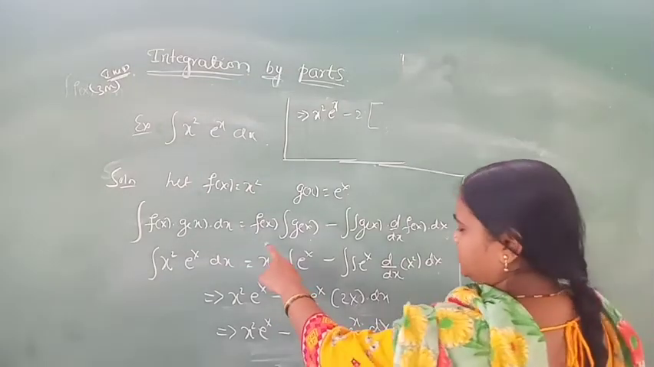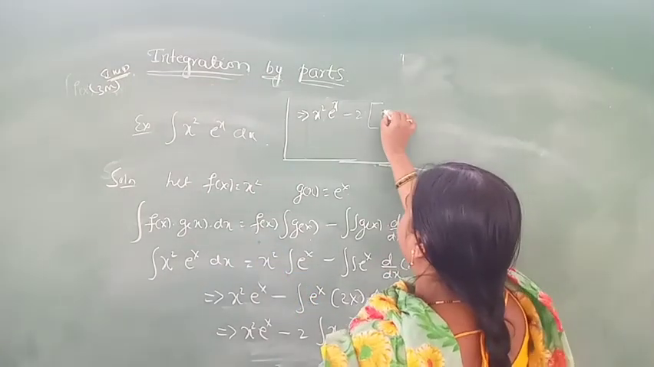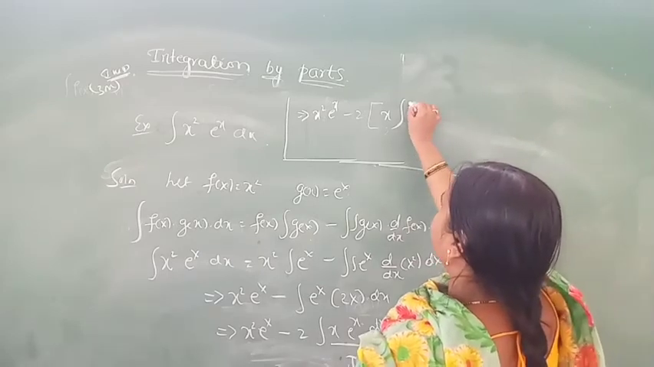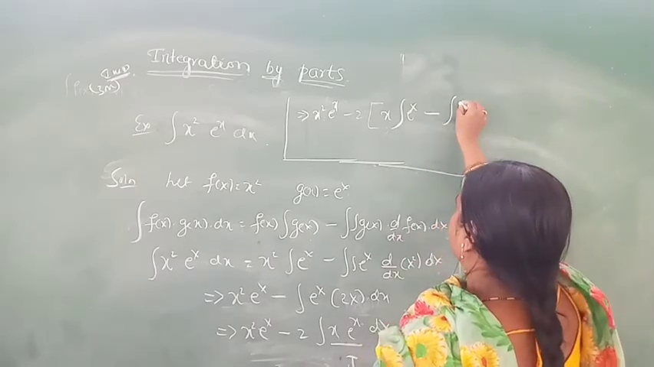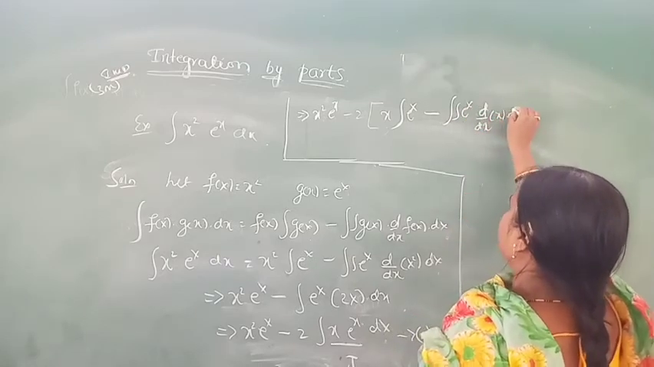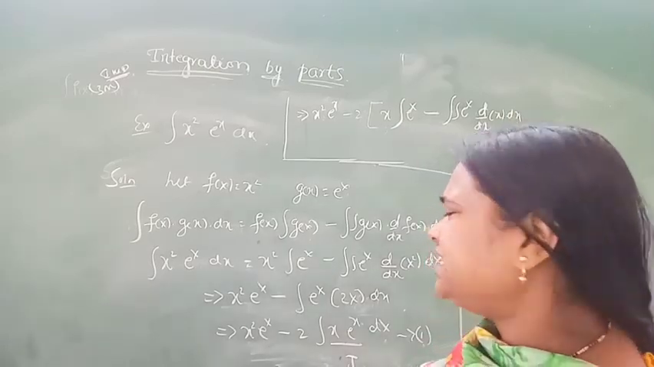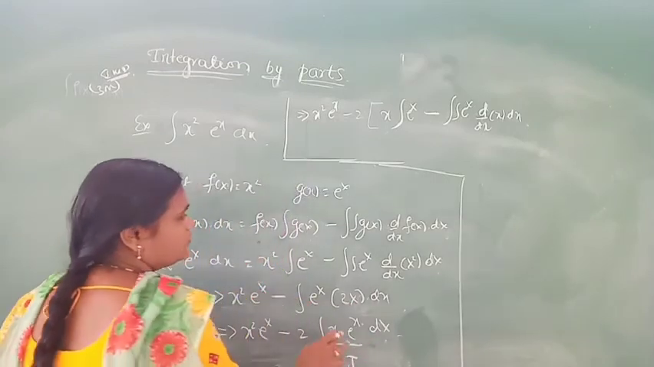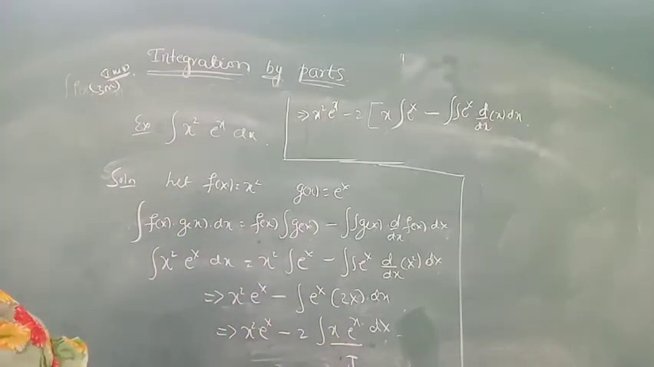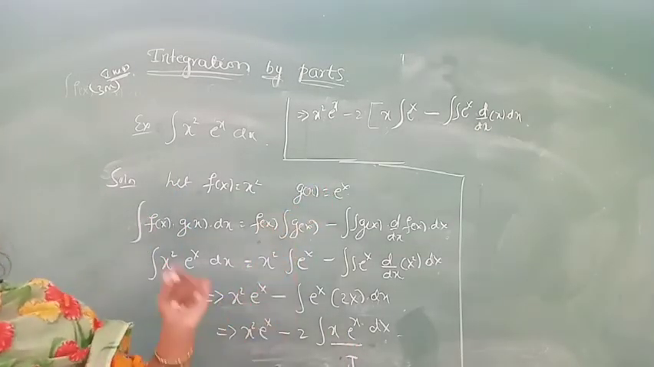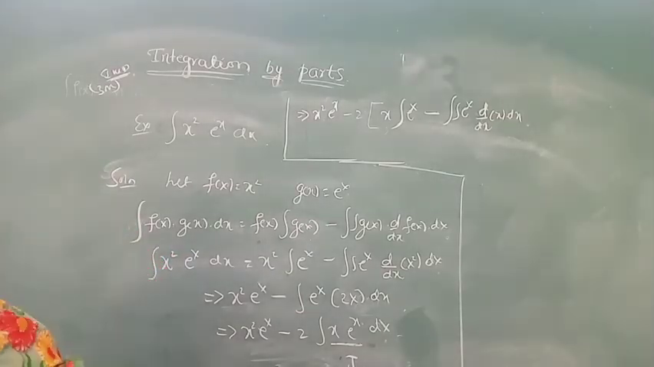What is the formula? What is your f of x? x. Integration of e to the power x, g of x, is e to the power x, minus integration of the integration of e to the power x times d by dx of x with respect to x. Unless and until the last value gives a single variable, you have to do the simplification. Up to that form you have to do which method?